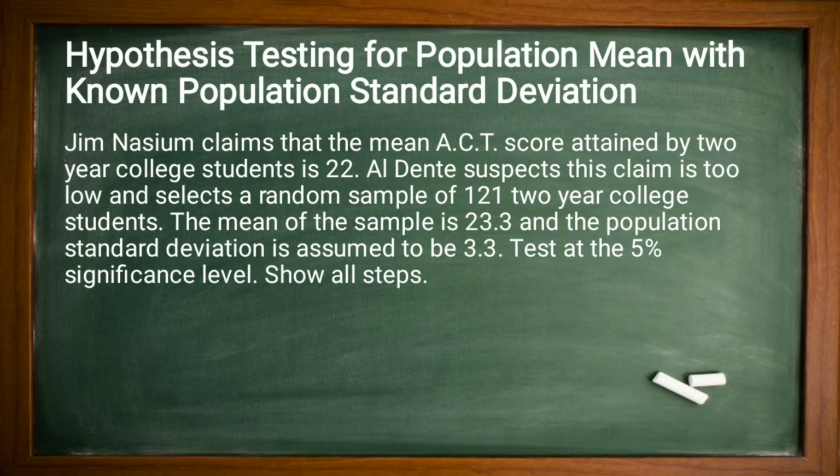Gymnasium claims that the mean ACT score attained by 2-year college students is 22. Al dente suspects this claim is too low and selects a random sample of 121 2-year college students. The mean of the sample is 23.3 and the population standard deviation is assumed to be 3.3. Test at the 5% significance level. Okay, show all steps. So yan po yung ating problem.